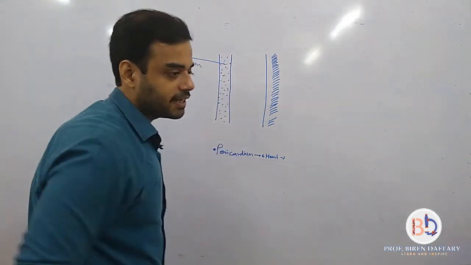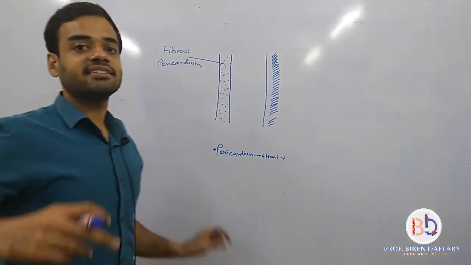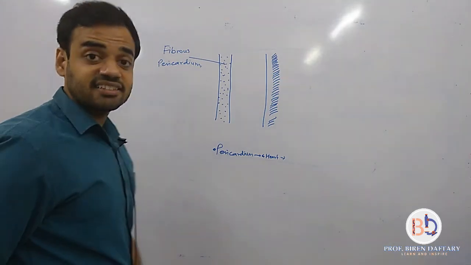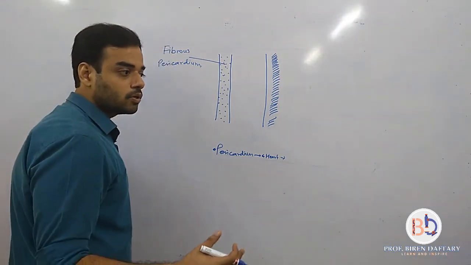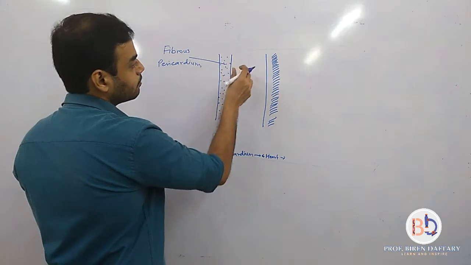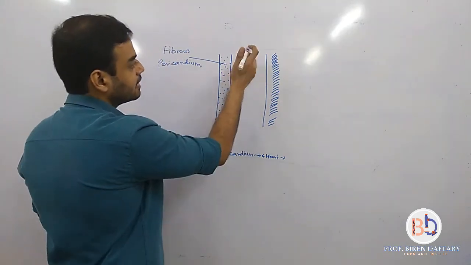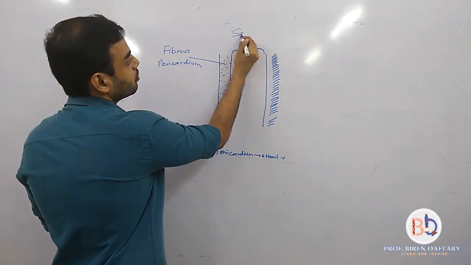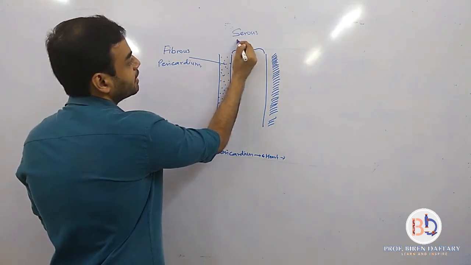Inside the fibrous pericardium is the second layer of the pericardium, which is called the serous pericardium. Okay, so now this entire area is called which pericardium? It is called the serous pericardium.